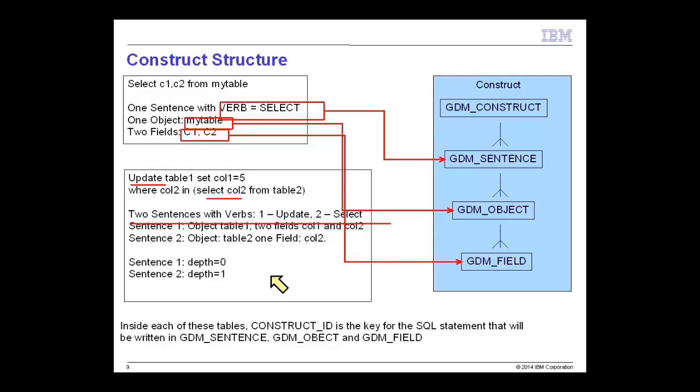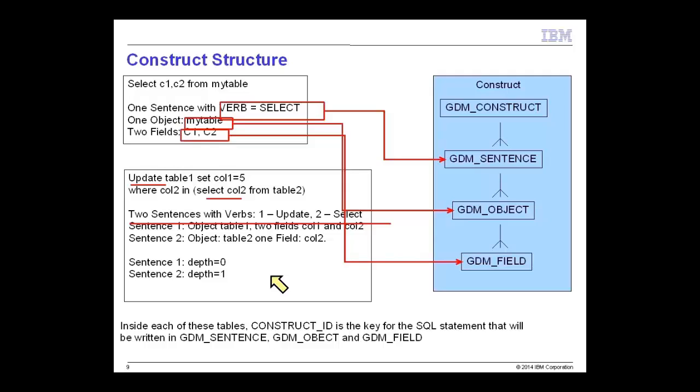But you can understand from here that if I have, for example, a create procedure with very sophisticated or complex code and hundreds of lines, we have a large number of sentences, objects and fields with depth on the same construct.